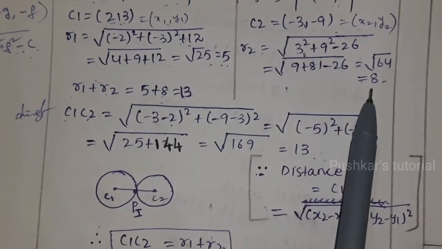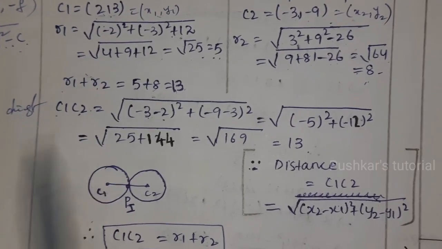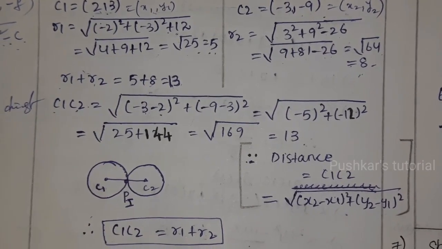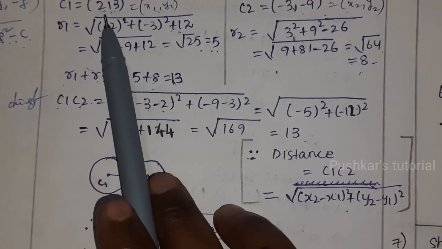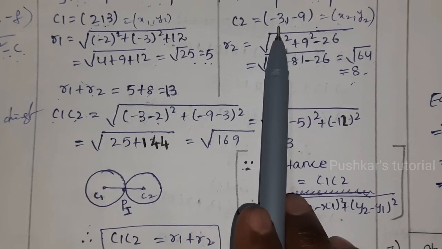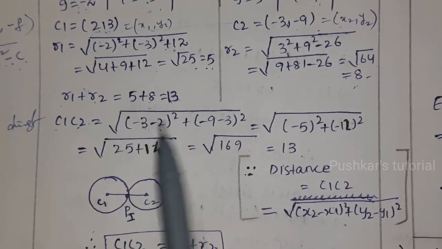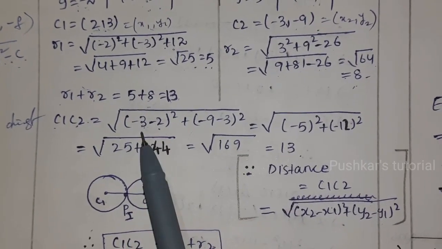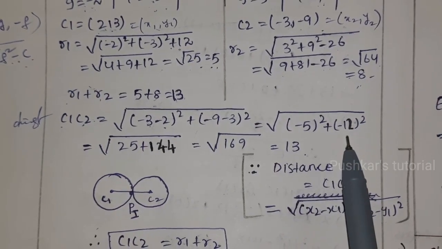5 plus 8, 13. Keep aside. Next, distance C1 C2. Formula: under root (x2 minus x1) whole square plus (y2 minus y1) whole square. So x1, y1 is center C1, and C2 is the other center. So minus 3 minus 2 whole square, minus 9 minus 3 whole square. So minus 5 square, minus 12 square.